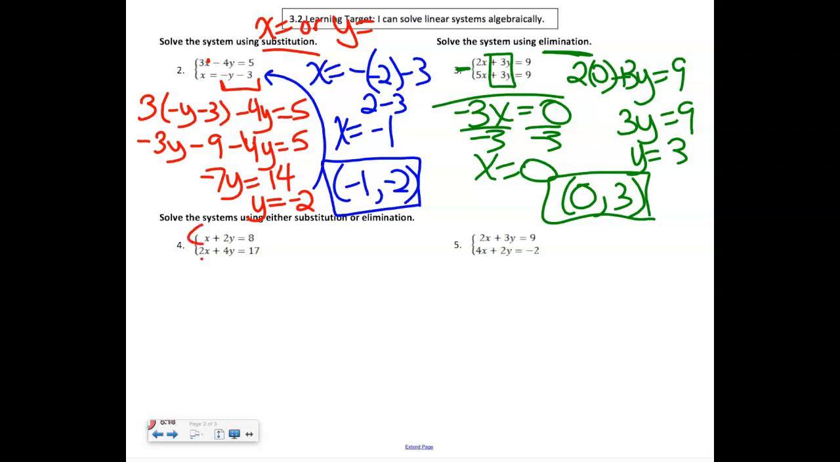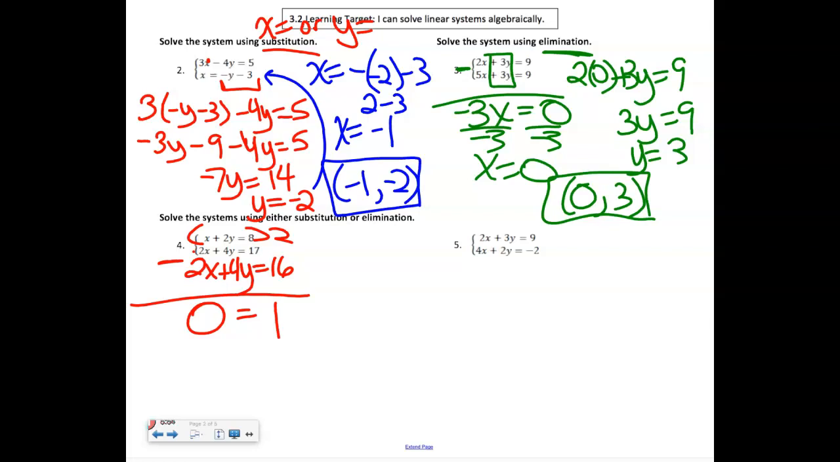So I'm going to take this top equation and multiply by 2. When I do that, I now have 2x plus 4y equals 16. I'm going to take these two, and since I have two positive 2x's, I'm going to subtract them. Watch out for your negatives. So what I have here is I have 2x minus 2x, canceling. I have 4y minus 4y, canceling. So on this side, I have left with a 0. On the other side, I have 17 minus 16, which is just going to give us 1.